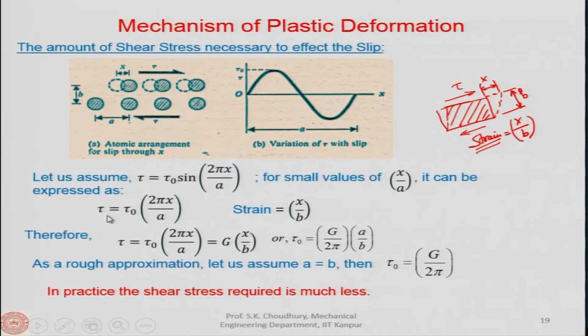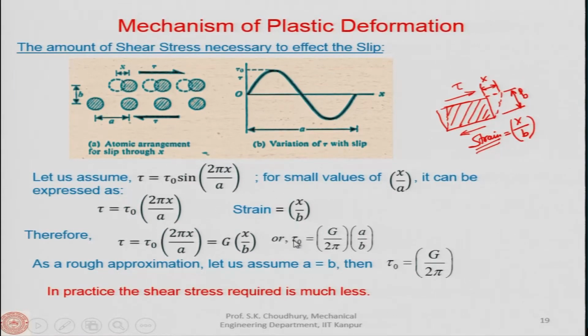So, for small values of x by A, this shear stress, equal to tau 0 into 2 pi x by A, is equal to strain into the Young's modulus or the strength of the material, G. So, G into x by B, the strain, is the stress. In that case we can find out that tau 0, if you take this to this side, is equal to G by 2 pi and A by B, because x is getting cancelled. Now, let us assume that approximately A is equal to B. It is not very faulty to assume that A is almost equal to B.